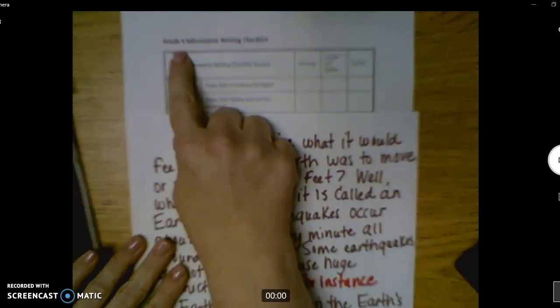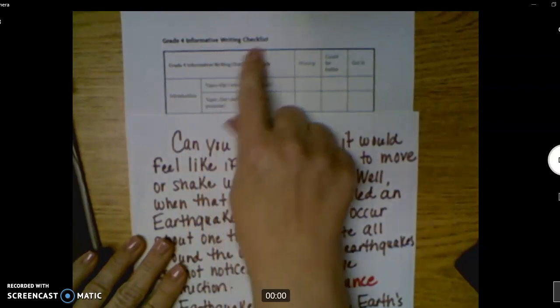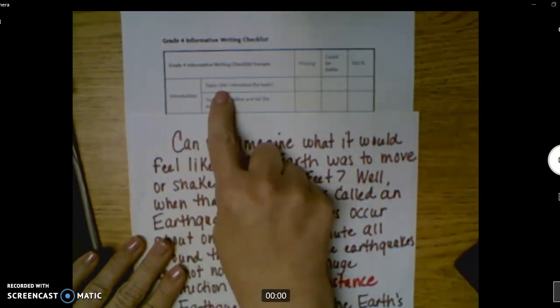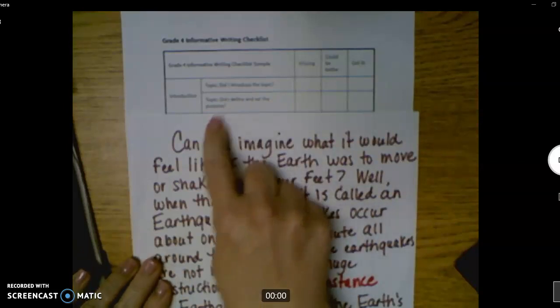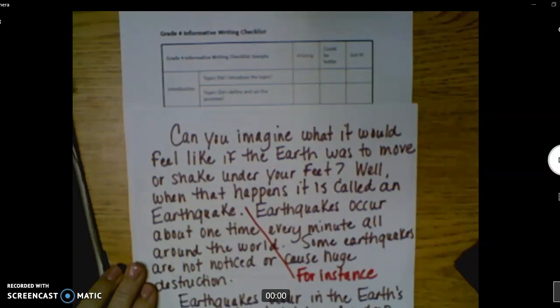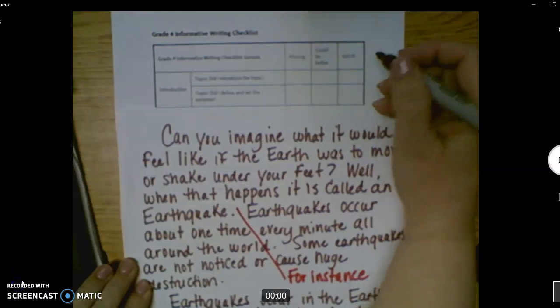The first item on our informative writing checklist is the introduction. Did I introduce the topic? And did I define and set the purpose? So let's read this. Can you imagine what it would feel like if the earth was to move or shake under your feet? Well, when that happens, it is called an earthquake. For instance, earthquakes occur about 1 time every minute all around the world. Some earthquakes are not noticed or cause huge destruction.